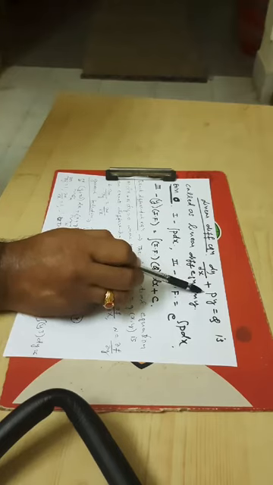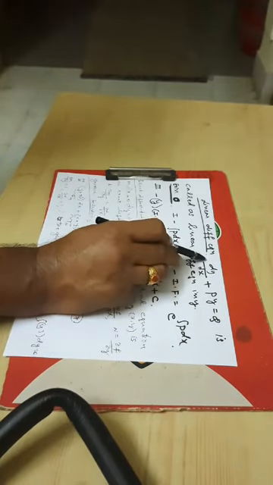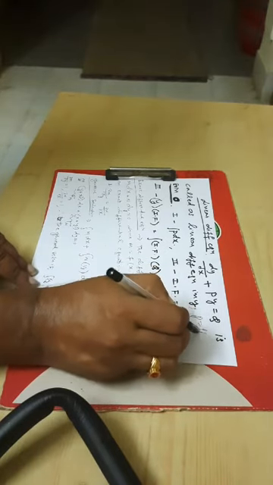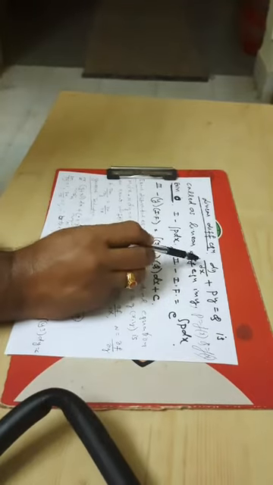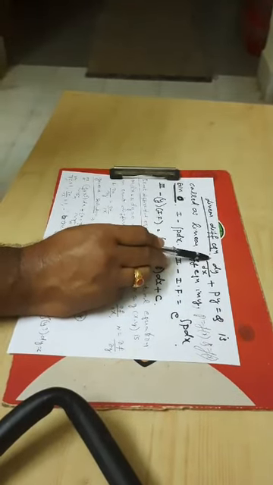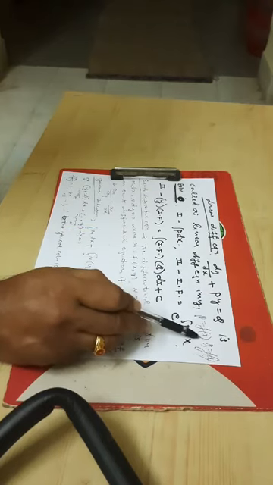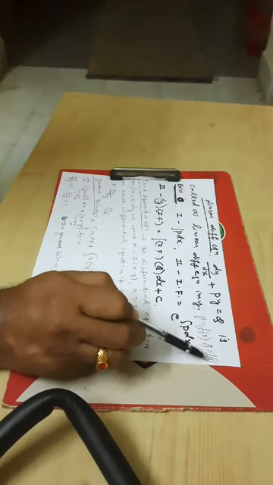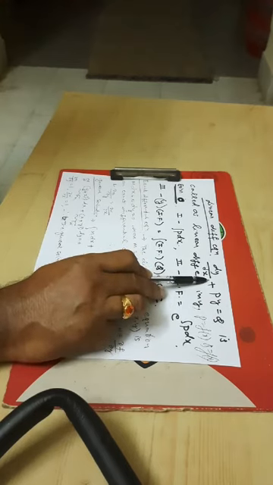To be linear in y, remember, what are the conditions? The coefficient of dy by dx must be 1. Here p must be a function of x, and q must be a function of x. That means the coefficient of dy by dx should be equal to 1. The coefficient of y is p, and p should be in terms of x and numbers. Next, this RHS q should also be in terms of x and numbers.